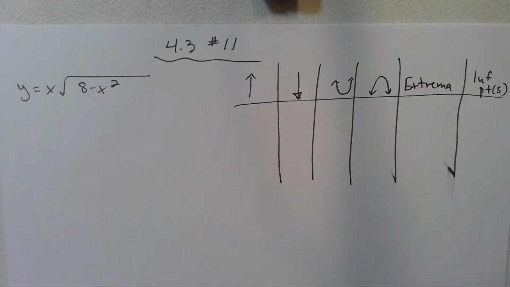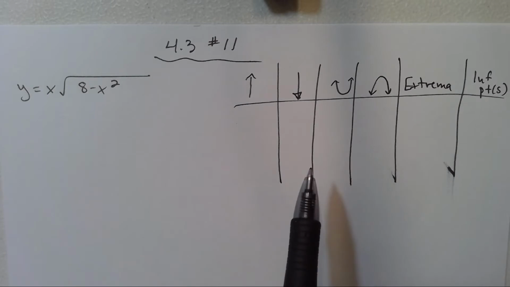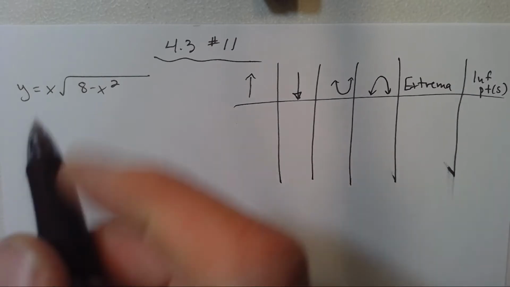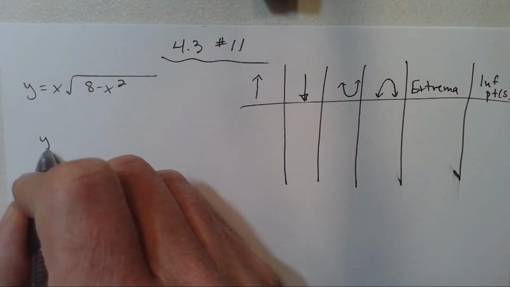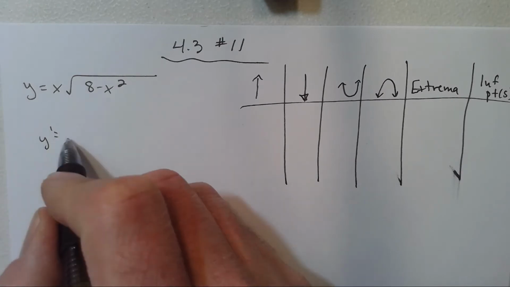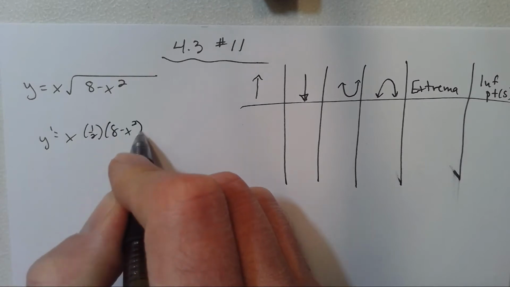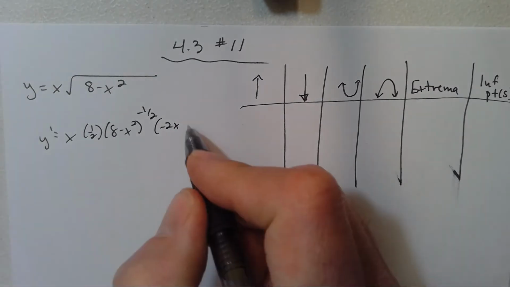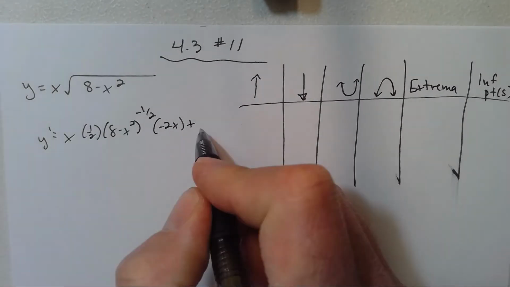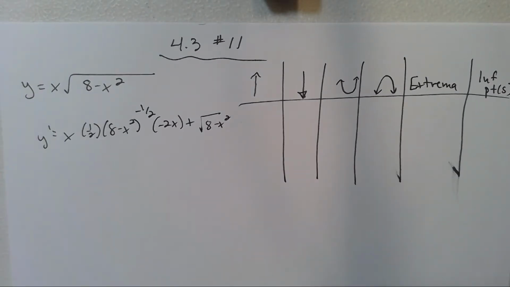Alright, so 4.3, we have to analyze it all with the assumption that we're not using our graphing calculators at all. So first step is to find the first derivative. So y prime equals, do a product rule: x times the derivative of that, which is 1/2 (8 minus x squared) to the negative 1/2 times the derivative of the inside, which is negative 2x, plus square root of 8 minus x squared times the derivative of x, which is just 1.